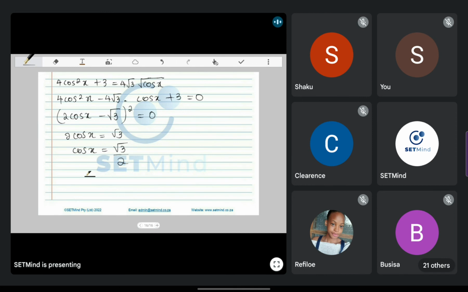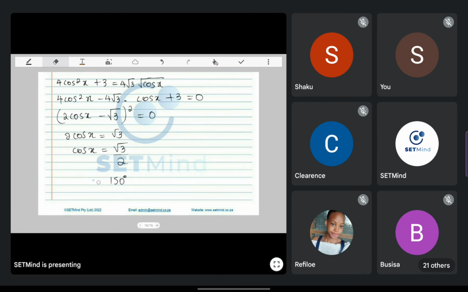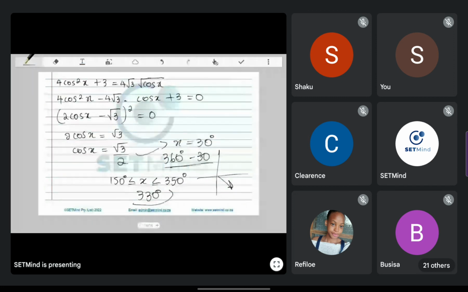x must be between 150, okay, I'm writing it the other way around, 150 and 350. So the x you will get here is, let me see, x is 30. And then you know your quadrants. The next positive value, of course, is in this quadrant. So essentially, your x is simply 360 minus 30. The answer they are looking for is 330 degrees, which is within this range.